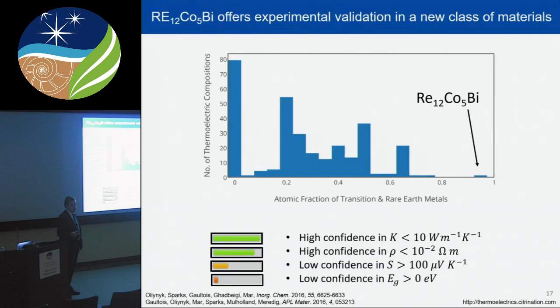So based on this, we decided to discover a new class of thermoelectric materials. More specifically, we noticed a very interesting prediction by machine learning: a thermoelectric material that has a very high content of transition metals and other metallic components. Most thermoelectric materials don't have that huge fraction of metallic elements, so we decided to test these predictions. There's a high confidence that our material will have very low thermal conductivity, which for metallic systems is quite unusual, and high confidence that it has low resistivity and so on.